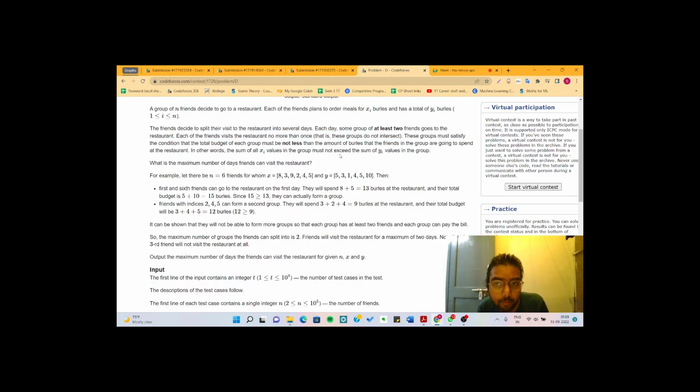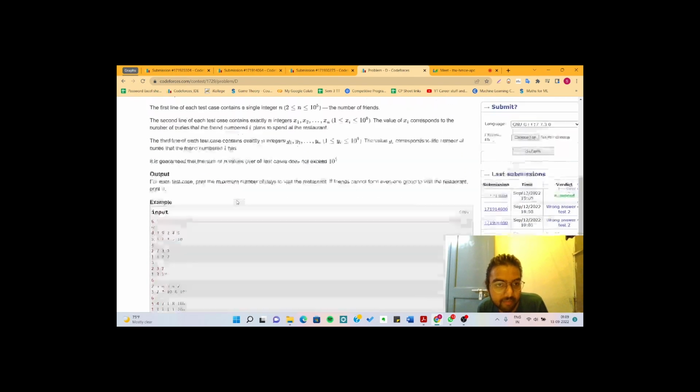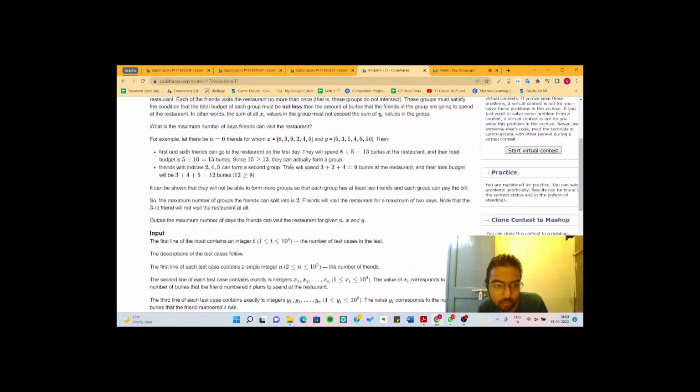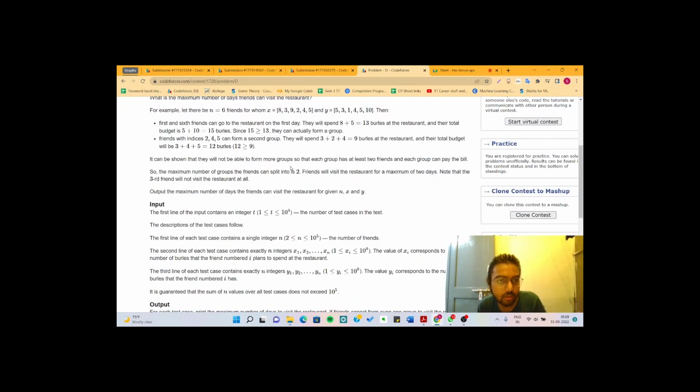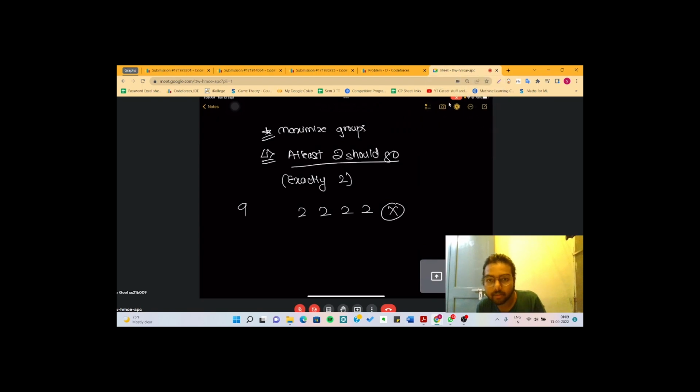Now nowhere in the problem is it written that every person should go. Nowhere in the problem statement is it written that every person should go to the restaurant. Especially in the first test case they have written that it can be shown that they will not be able to form groups such that at least two friends will pay. So in the first example itself, everyone can't go into the restaurant. Okay, so I'll explain the first example also.